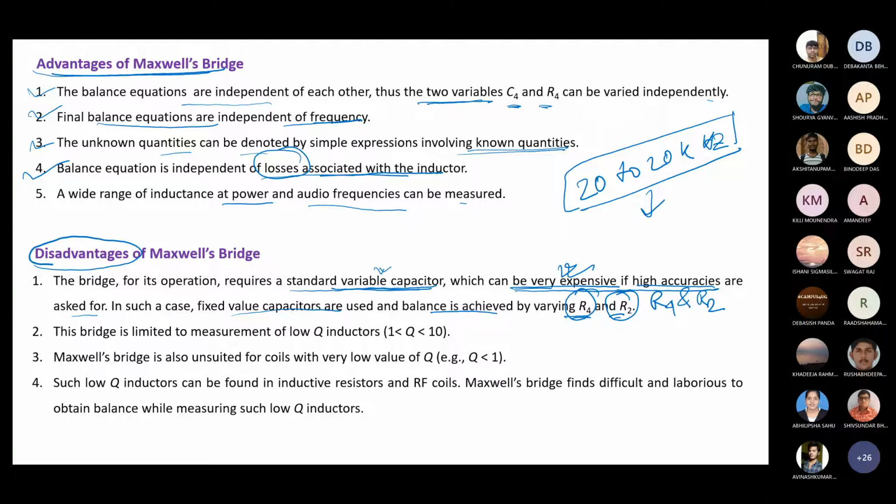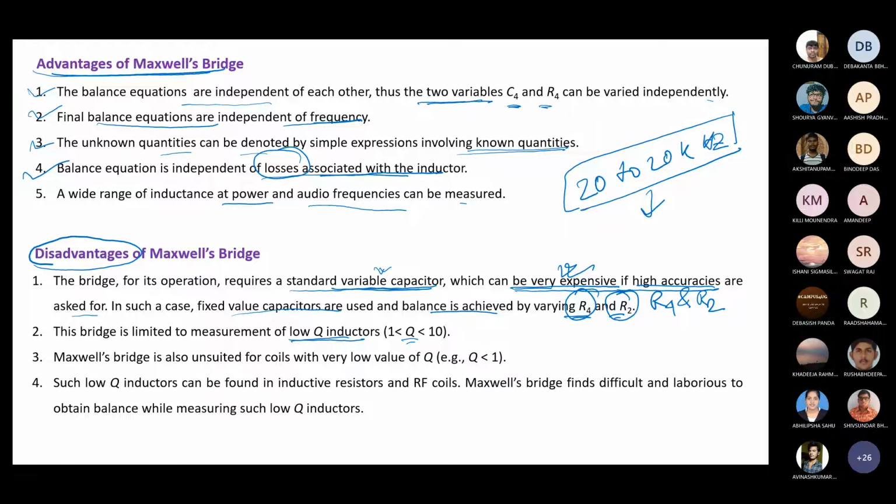This bridge is limited to measuring low Q inductors, with Q values up to 10. You can go beyond that value, but the error will be more. That's why you should not go beyond a Q value of 10.